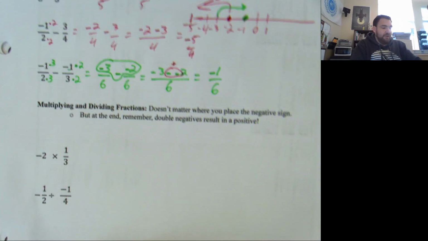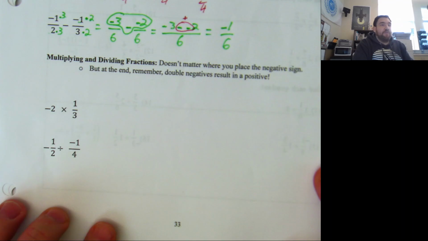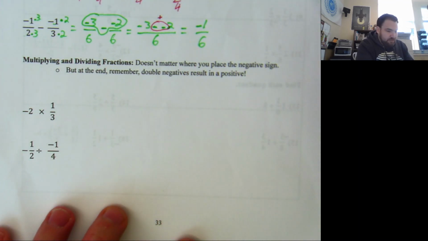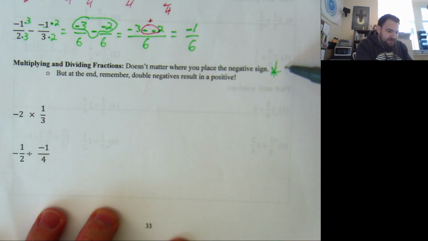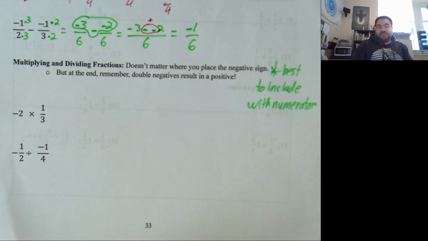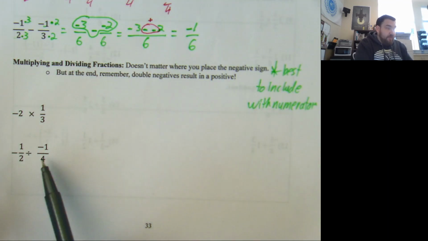Okay, slide down here. Multiplication. Multiplication and division is a lot more forgiving. It doesn't matter where you place the negative sign. That is true. Conventionally, it's best to include it with the numerator, which is really only going to impact you when you're flipping things, which only happens when you divide. So this second one here we're going to see in a second.